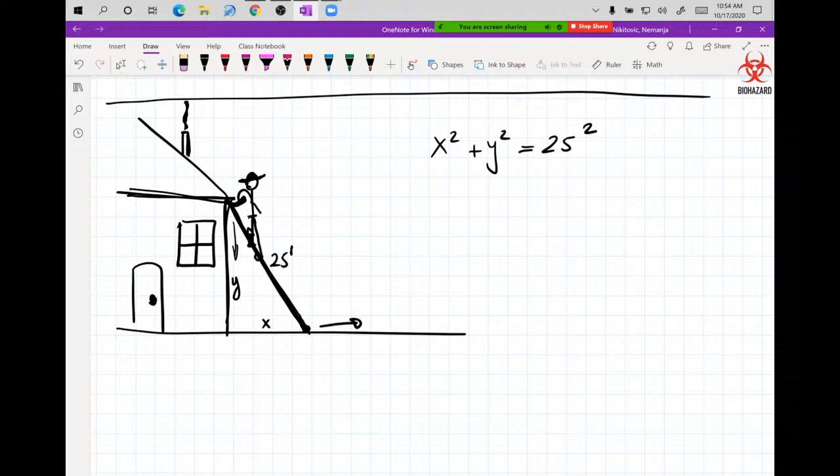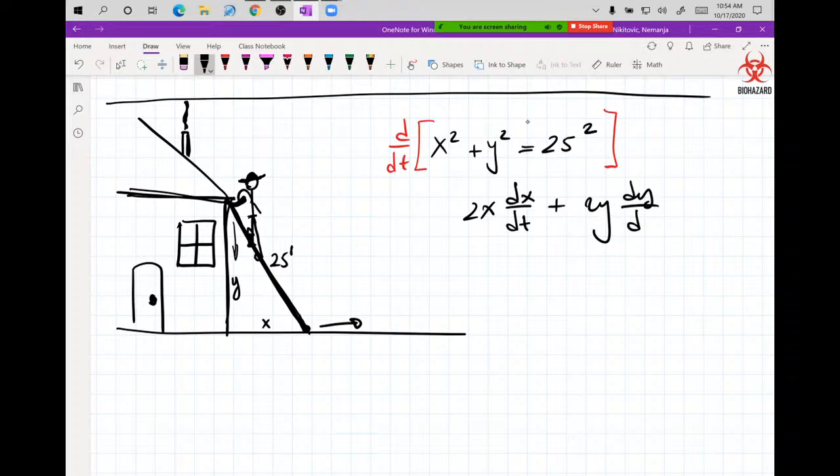Now, if you take the derivative of this with respect to time, you get 2x dx/dt plus 2y dy/dt, equal to 0 on the other side. Because 25 squared is 625, but the derivative of a constant is 0, so I don't even care what that is.